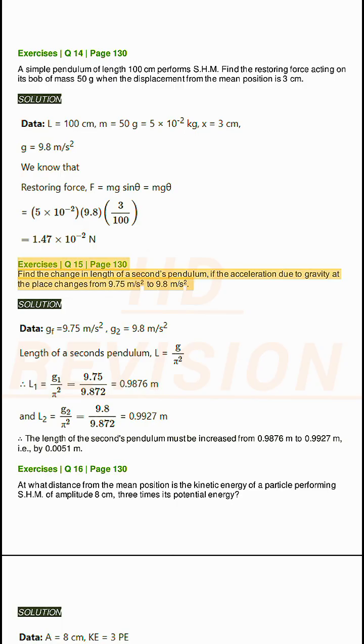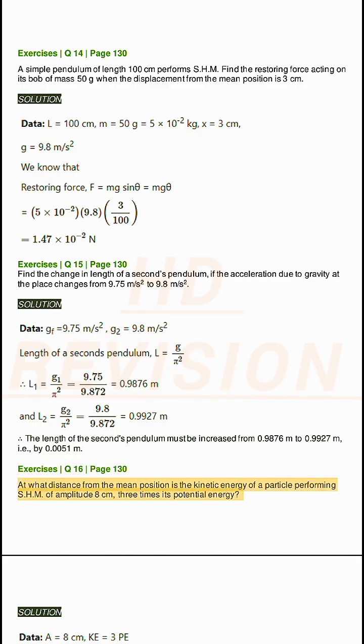Exercises Q15, page 130. Find the change in length of a second's pendulum if the acceleration due to gravity at the place changes from 9.75 meters per square second to 9.8 meters per square second. Solution. Therefore, the length of the second's pendulum must be increased from 0.9876 meters to 0.9927 meters, i.e., by 0.0051 meters.